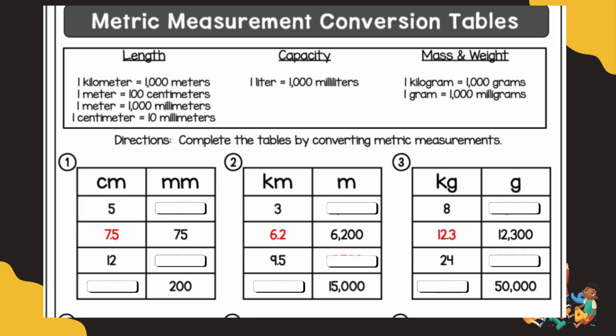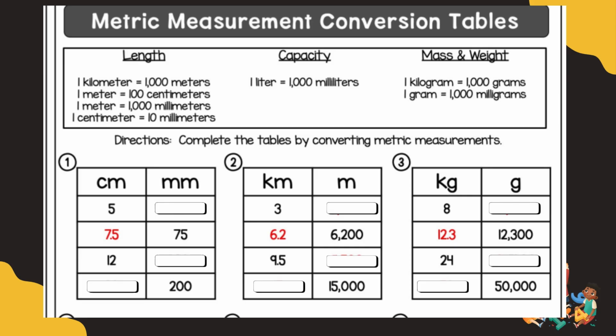So for the first one, it has the number 5 for the centimeters. The best thing that you can do, students, is to go under length and see that for 1 centimeter, there are 10 millimeters. So you know that you need to multiply the centimeters that are given by 10 in order to get your answer for each millimeter that is blank. So for 5 centimeters, you need to multiply times 10 to get the millimeters.